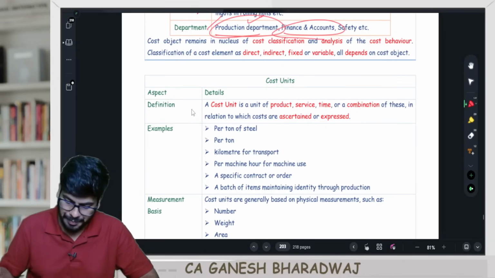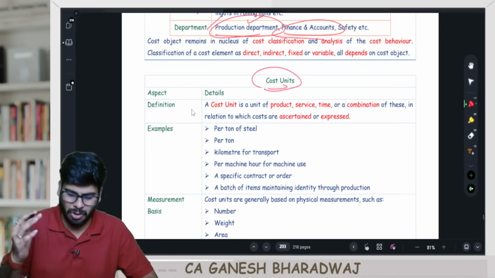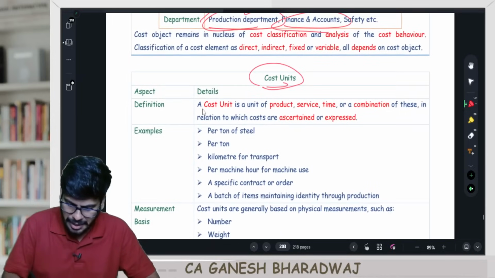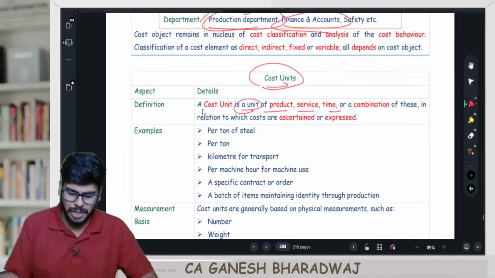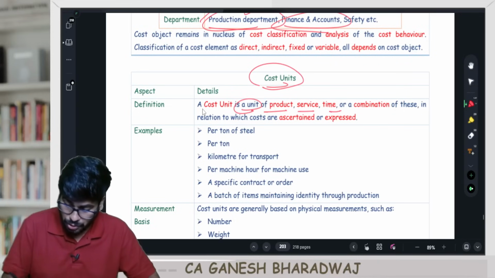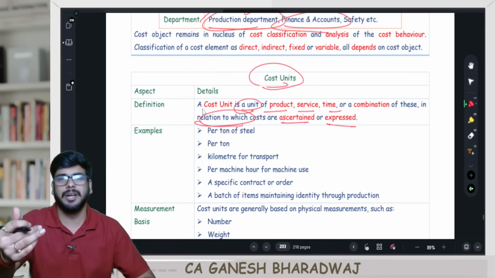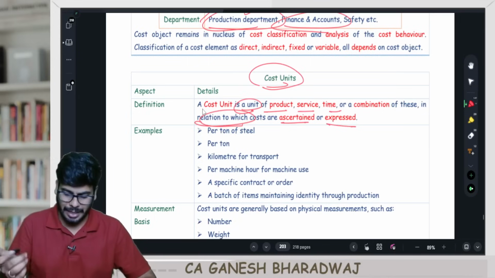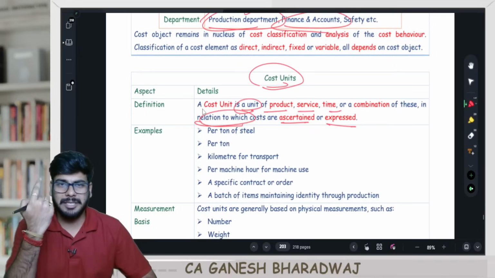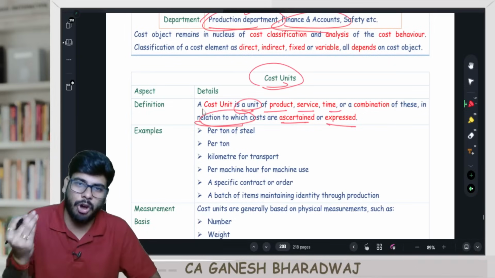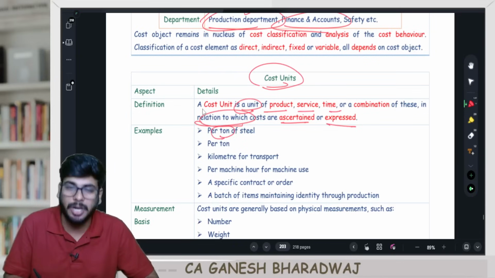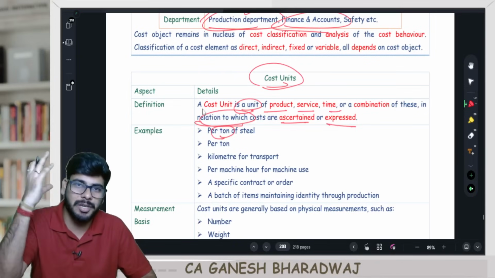Now, look at this. You need to know certain things, something called a cost unit. A cost unit is basically a unit of a product or a service or a time, or a combination of any of these, in relation to which the costs are ascertained or expressed. Let's say I'm a steel manufacturer. Here, I'm calculating the cost per ton of steel. Here, the unit of measure is what? Ton. So, ton is your cost unit.